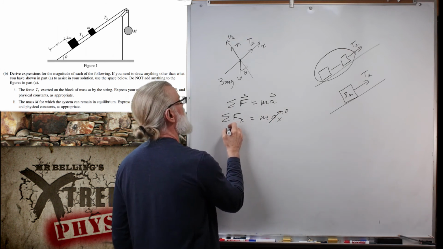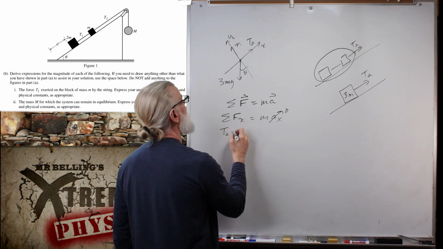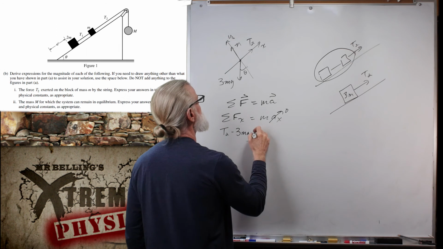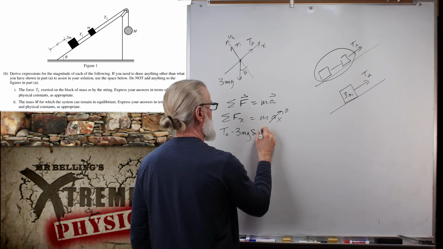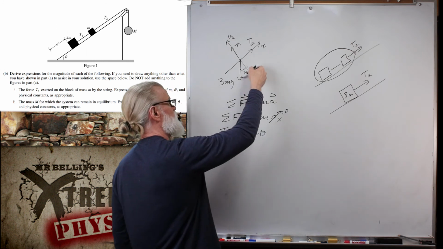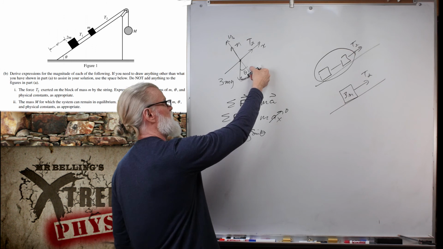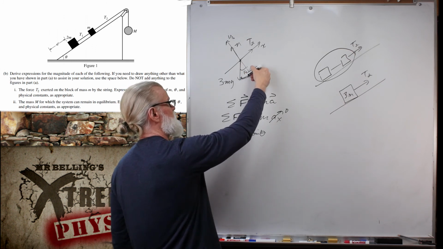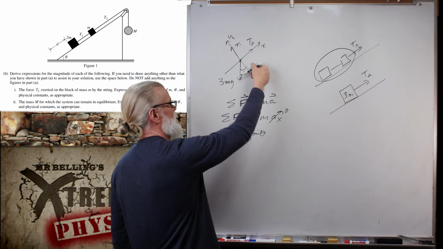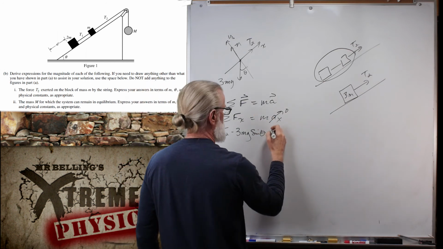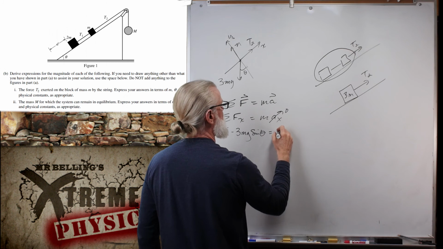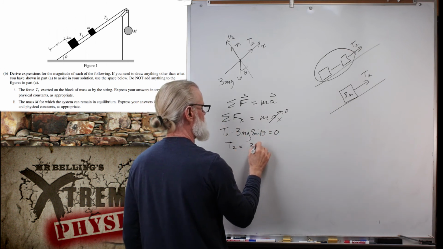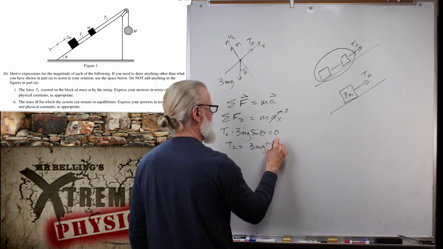So we have T2 minus 3mg sine of theta. We want the component down there in the x direction, which is going to be the total weight times the sine of theta, equals 0. All right, so it looks like T2 equals 3mg sine of theta.